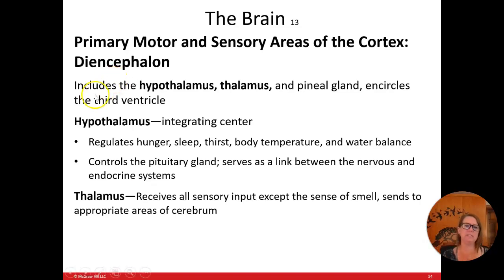Just below the thalamus, we have the hypothalamus, what I call the master control center, or the endocrine system. They're referring to it as the integrating center, and essentially it's going to be super responsible for homeostasis. It's going to be monitoring hunger, sleep, thirst, body temperature, water balance, and it's controlling the actual master gland, which is the pituitary gland. And that pituitary gland is going to be releasing a number of hormones to help maintain homeostasis. So we'll talk about that more in the endocrine system.